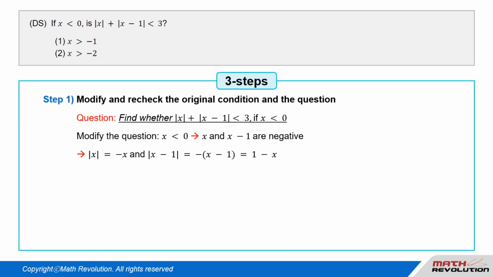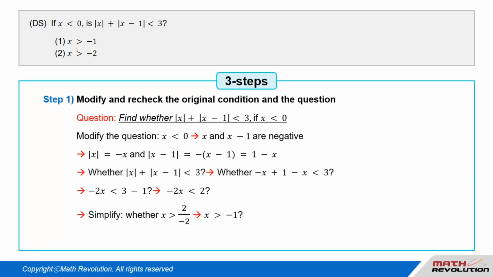Both x and x minus 1 are less than 0, as x is less than 0. So, the absolute value of x equals negative x, and the absolute value of (x minus 1) equals negative (x minus 1), which equals 1 minus x. The question therefore becomes: negative x plus 1 minus x is less than 3.